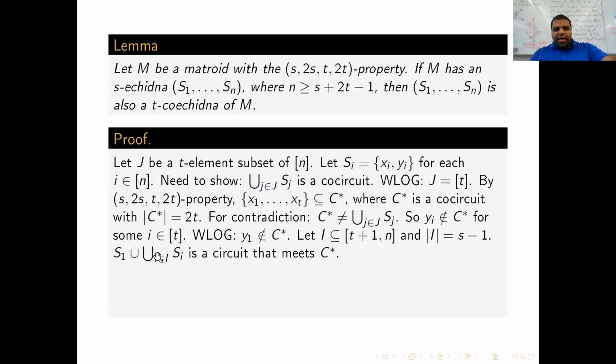Okay, so because of the S part of the S2ST2T property, if I take S minus 1 of these, and then I take the union with this one extra pair, I have S pairs now. So this is a circuit, and it's going to meet C star. Okay, orthogonality is used a good bit in these couple of papers. Orthogonality, in case you're not familiar with, is the property that a circuit and a co-circuit of a matroid cannot have intersection of exactly one element.